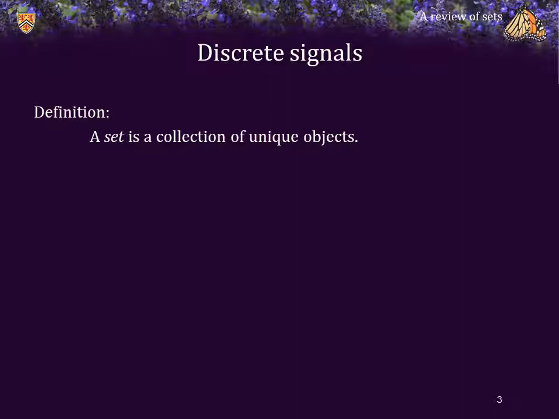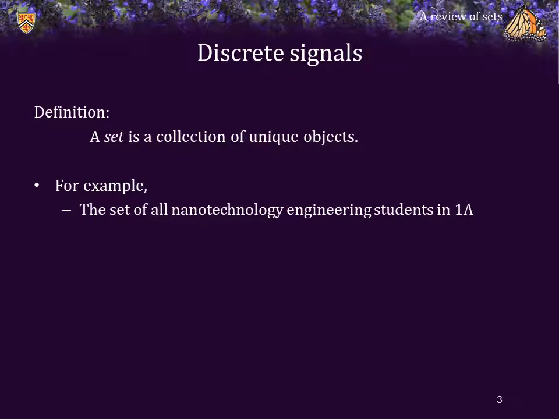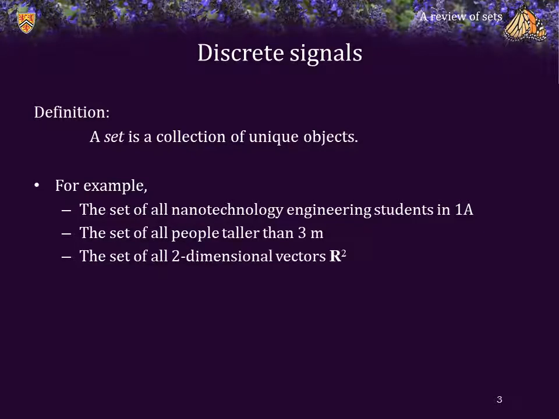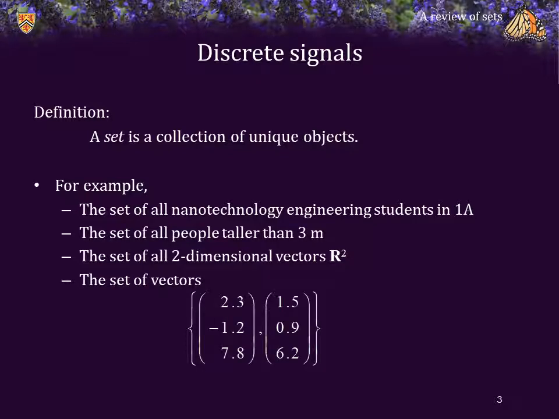So, a set is a collection of unique objects. Definition. For example, I could have the set of all nanotechnology engineering students in 1A. I could also have the set of all people taller than 3 meters. I don't think anyone's that tall, but I could have such a set. I could have the set of all 2-dimensional vectors, R squared. I could also have a set of just 2 vectors shown here.